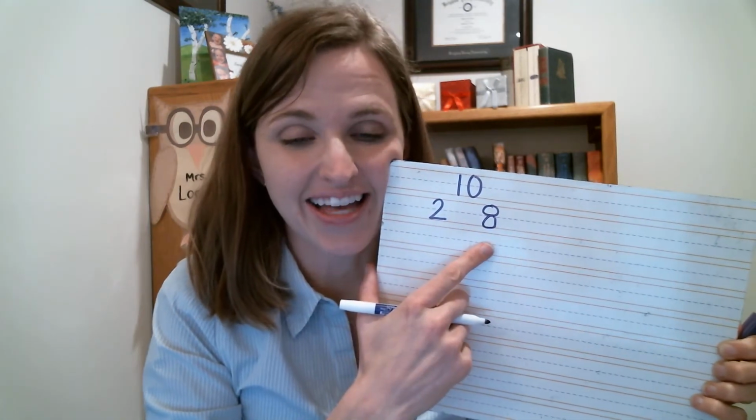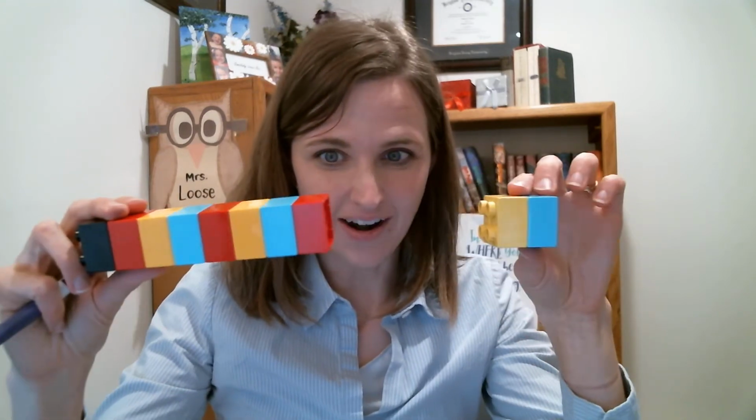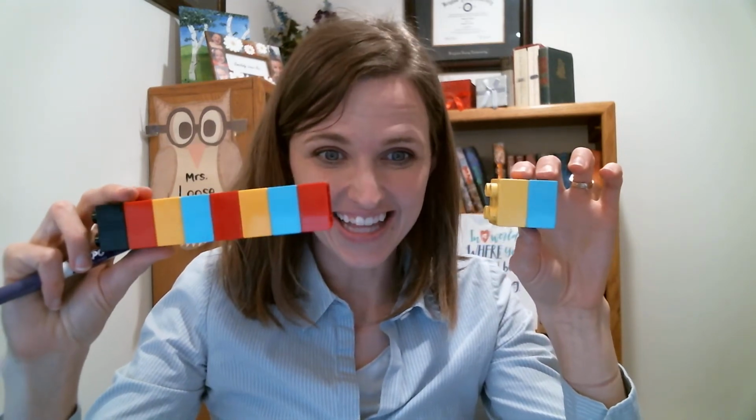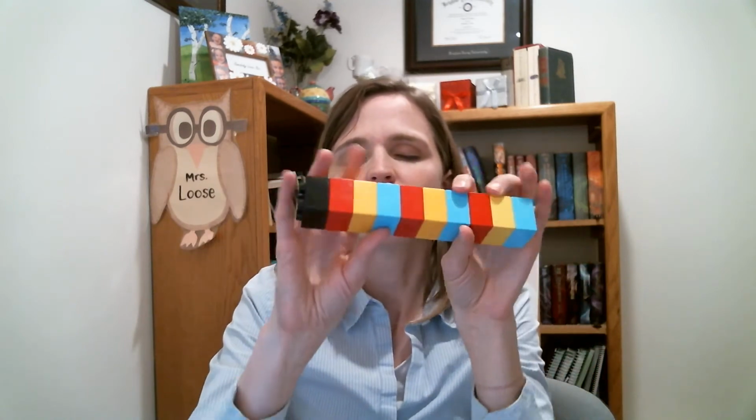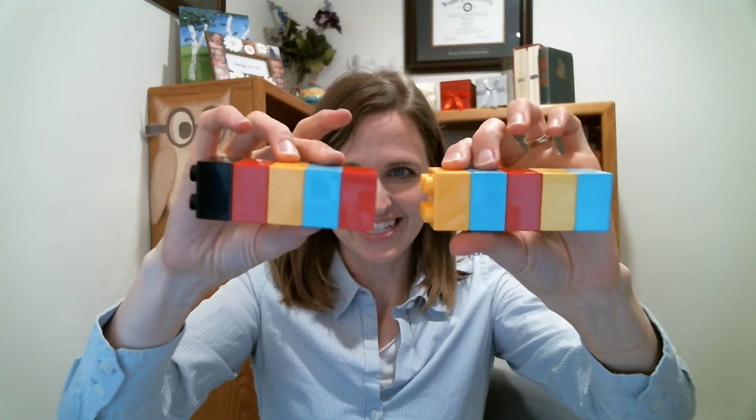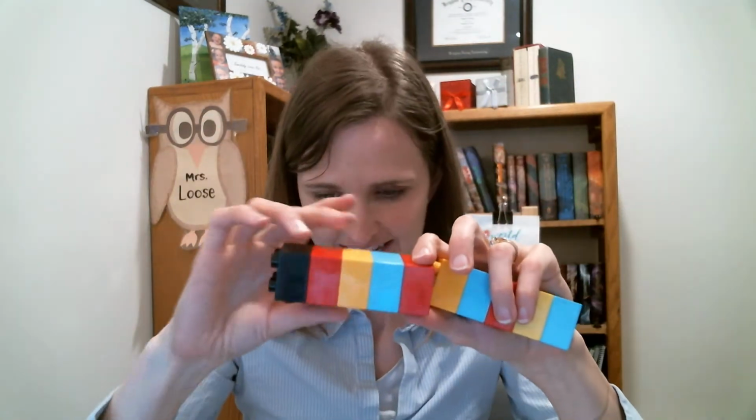2 and 8 make 10. Or, we took it apart. 10 is 2 and 8. Let's see, I'm going to put it back together. I'm going to separate it a different way. Let's see how much that is.